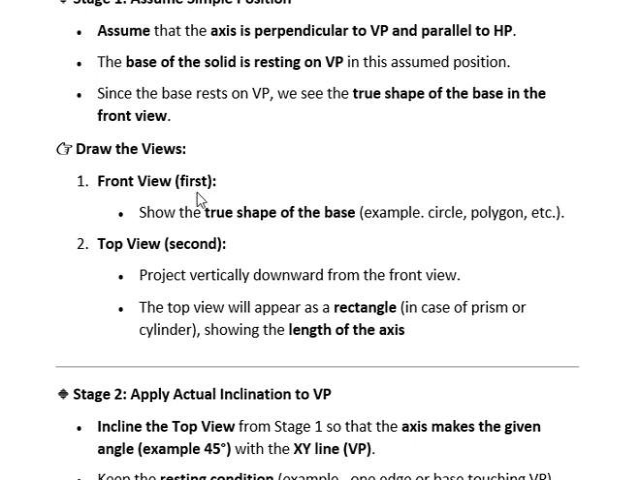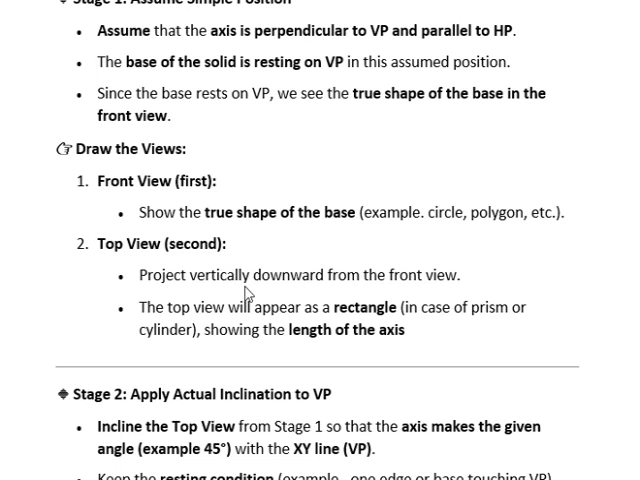If it is a front view, first the true shape of the base: there is a circle, polygon, maybe a square, pentagon, rectangle, hexagon, triangle, whatever it may be. The object may be anything. The base shape may be anything. It may be a circle or polygon.